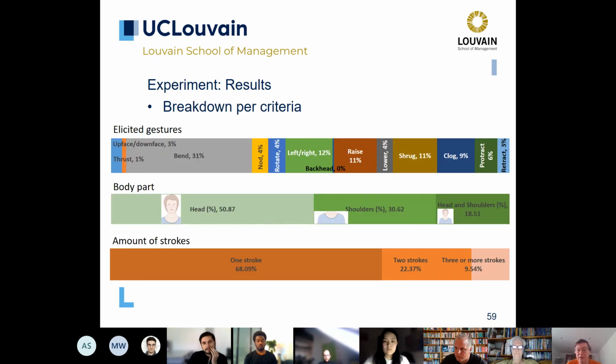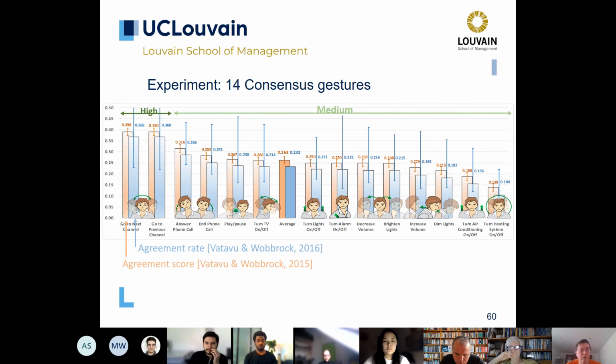This I will skip. Then we have to categorize, and we can do many categorizations. What we notice is that most of the time people involve their head in 50%, then in 30% only the shoulders, and in the rest head and shoulders at the same time. So head, of course, is more mobile than the shoulders. And again, we came up with the agreement. Here, for instance, we compute the agreement rate, and we can see that for go to next channel, moving the head left and right was the most agreed gesture.